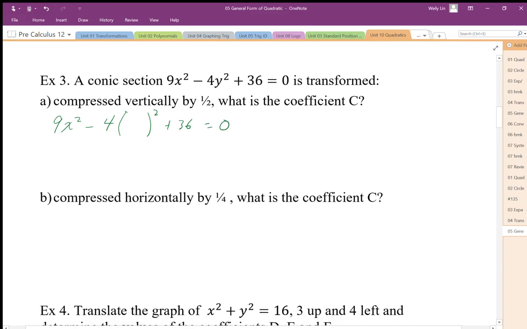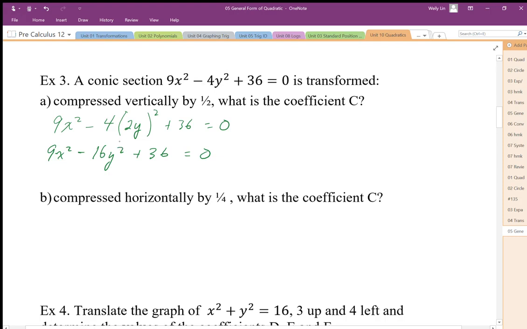I'm actually going to do it slightly different. So we know we're compressing vertically, we're going to do the opposite. We're going to times by 2. So when we expand this out, we end up with 9x squared minus 16y squared plus 36 equals 0. Okay, so what we've done is expanded vertically by, or compressed by 1/2. This coefficient gets bigger as we compress along the y-axis.